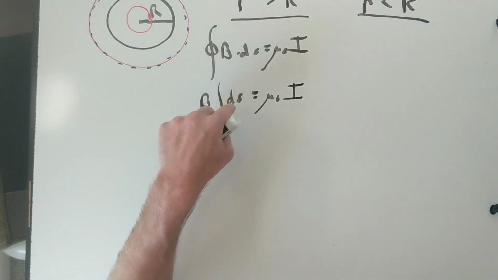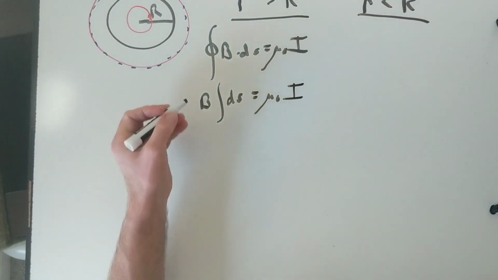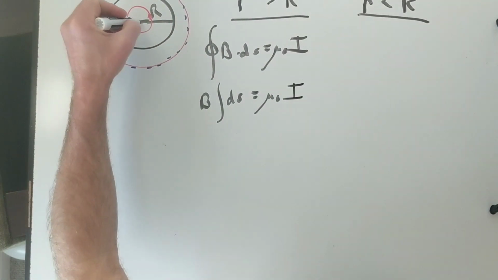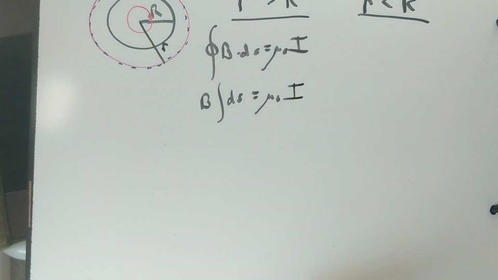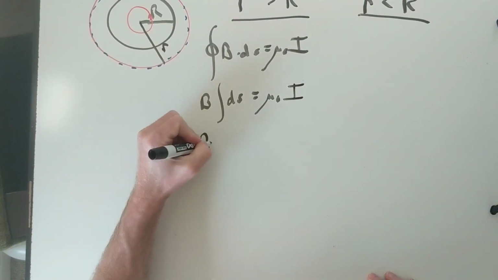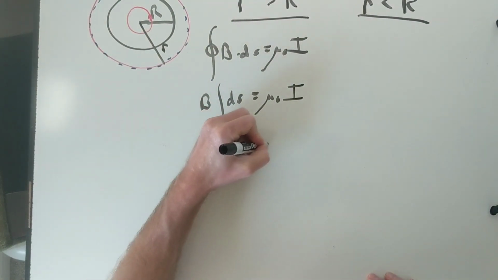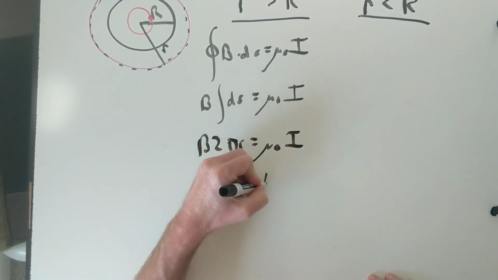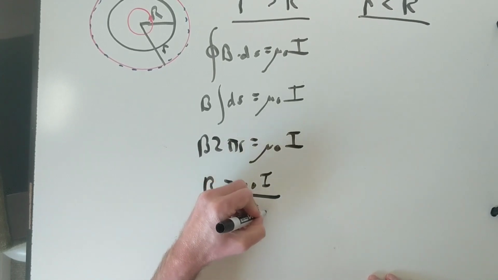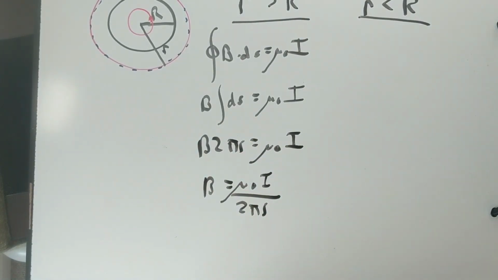So B, the integral of B dot ds equals mu naught I. Well, the integral of ds going all the way around, I'm at some radius r, because remember, little r is where you are, and it's B 2 pi r equals mu naught I. So B equals mu naught I over 2 pi r. In other words, for us, the outside of the wire, it doesn't matter what's happening on the inside. The outside of the wire just behaves as if the whole current is there because the whole current is there.